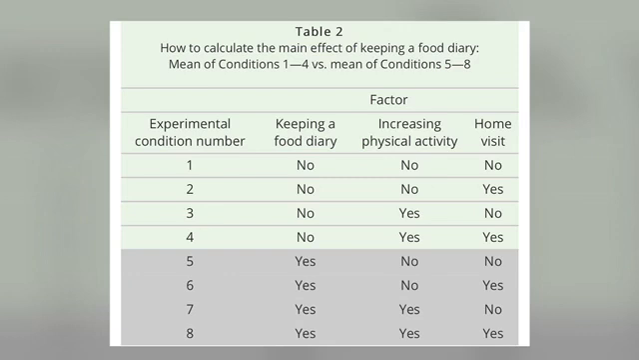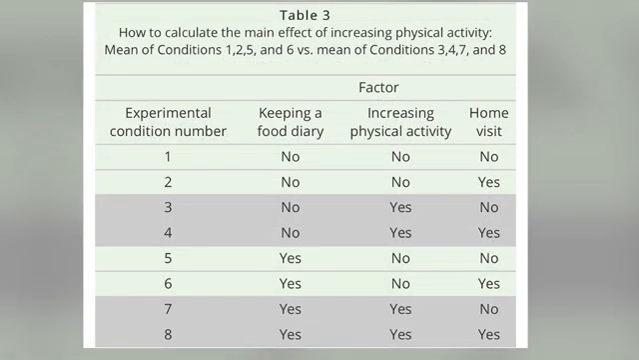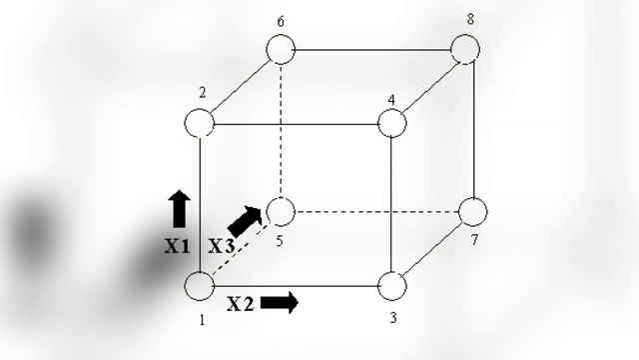For example, to estimate the main effect of keeping a food diary, you would compare the mean of all the conditions in which keeping the food diary is set to no, which would be conditions 1 through 4, and where it is set to yes, which would be conditions 5 through 8. And you can do the same for increasing physical activity, which will be displayed in this table right here, which is table 3. So remember, when choosing an experimental design, specifically 2 by 3 factorial, you want to choose the one that delivers the most statistical power with the least amount of subjects.